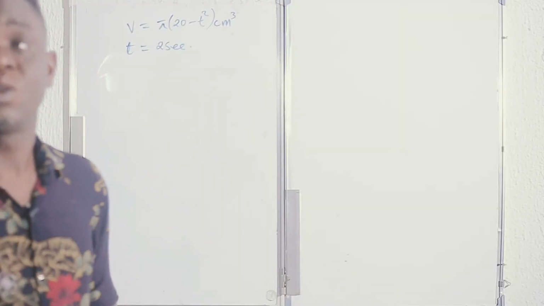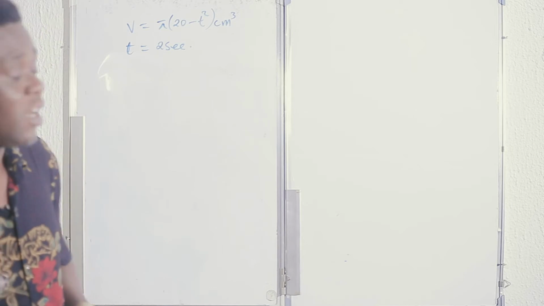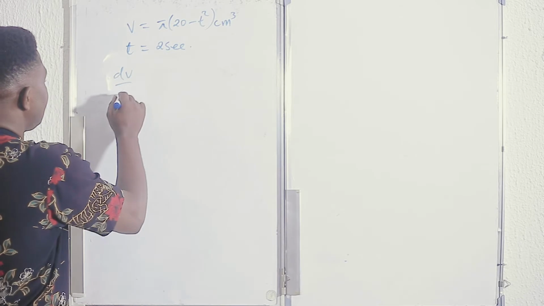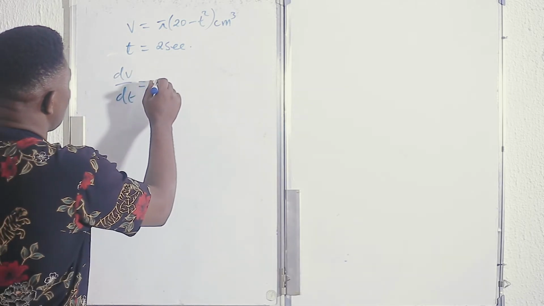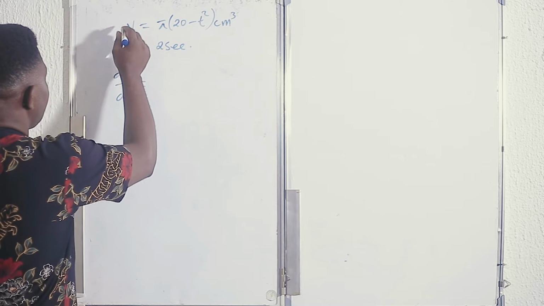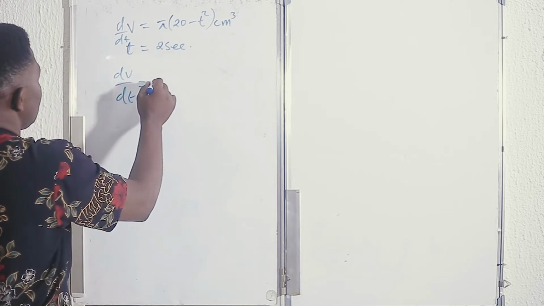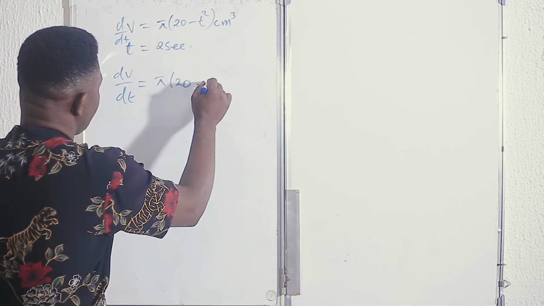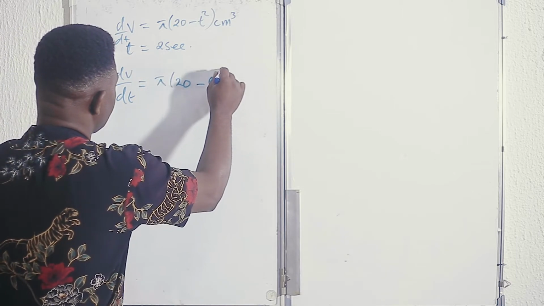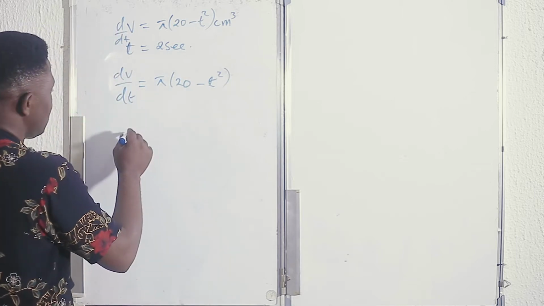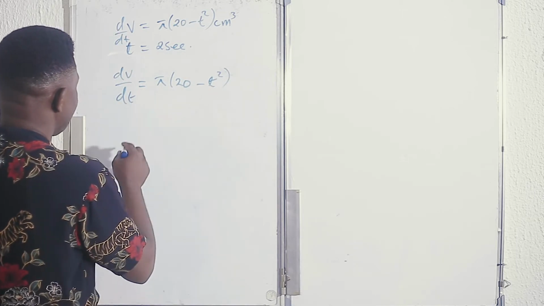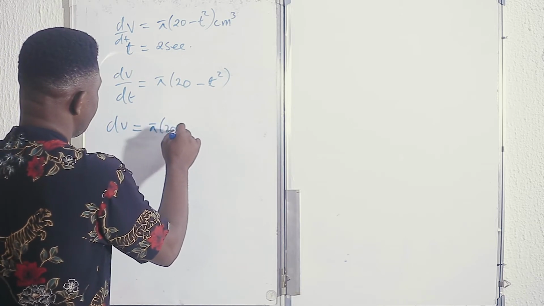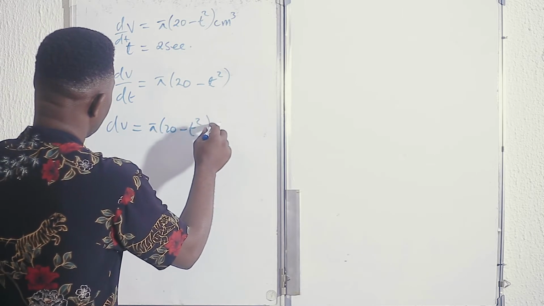Now let's look at the rate of change. The rate of change of volume with time, dv dt, is equal to what? Remember, dv dt is pi (20 minus t squared). If we cross multiply this, dv is going to be pi (20 minus t squared) dt.